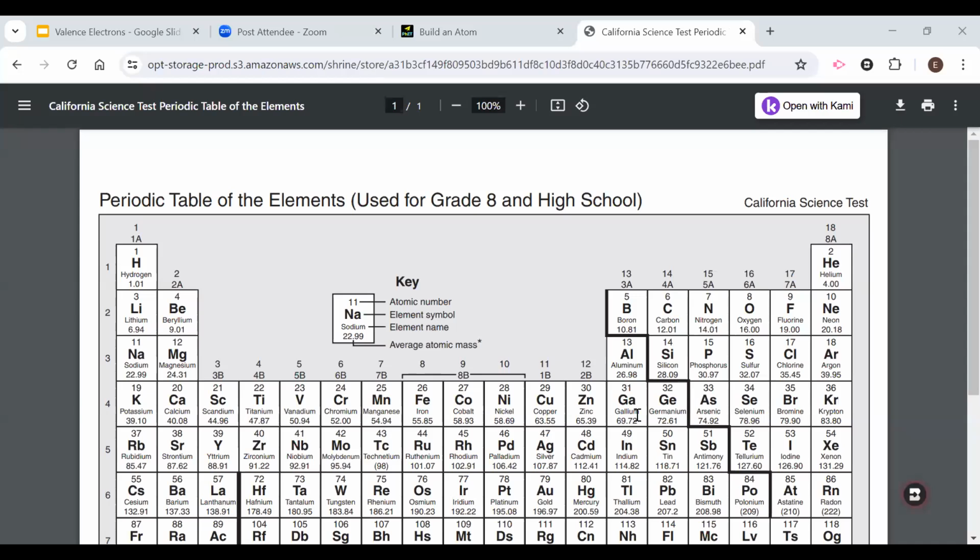Okay, let's look at this. We talked about beryllium. Beryllium is in period 2, therefore it has 2 energy levels. Period 1 has 1 energy level. Period 3 tells us that all the elements in period 3 have 3 energy levels. You have to understand that.